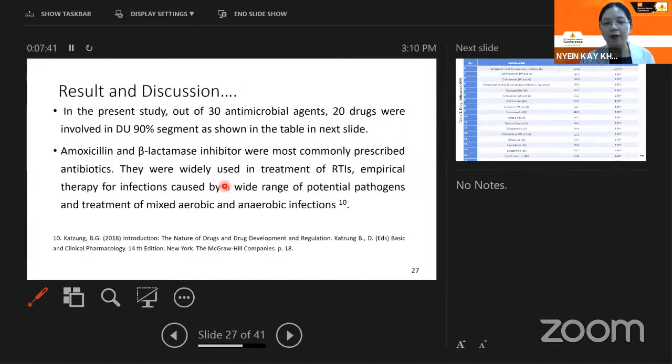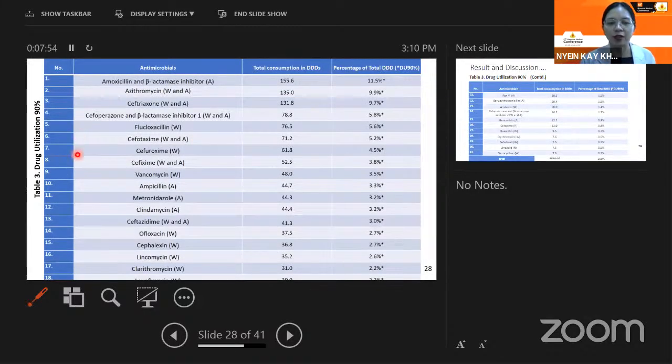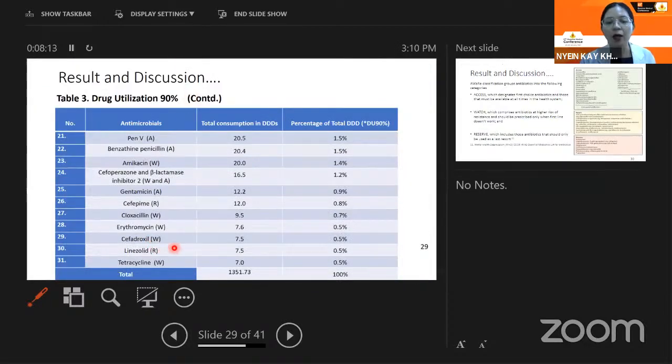In the present study, of the 30 antimicrobial agents, 20 drugs were involved in the DU90 segment, as shown in the table in the next slide. This table shows the drug utilization 90%. Amoxicillin and beta-lactam inhibitor was the most commonly prescribed agent. This table also shows the AWaRe classification of antimicrobials: Access group, Watch group, and Reserve group.